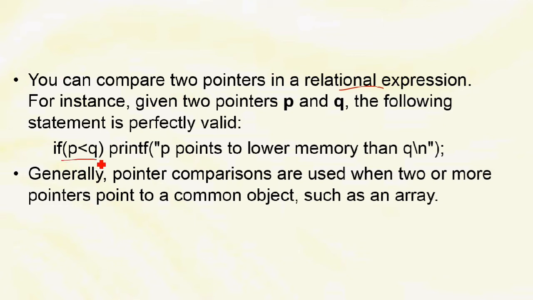If P is less than Q, that is, the memory address of P is less than Q. Like that we can check. We can display the value like this: printf "P points to lower memory than Q". So like that we can use less than, greater than, double equal to, relational operators along with pointers.